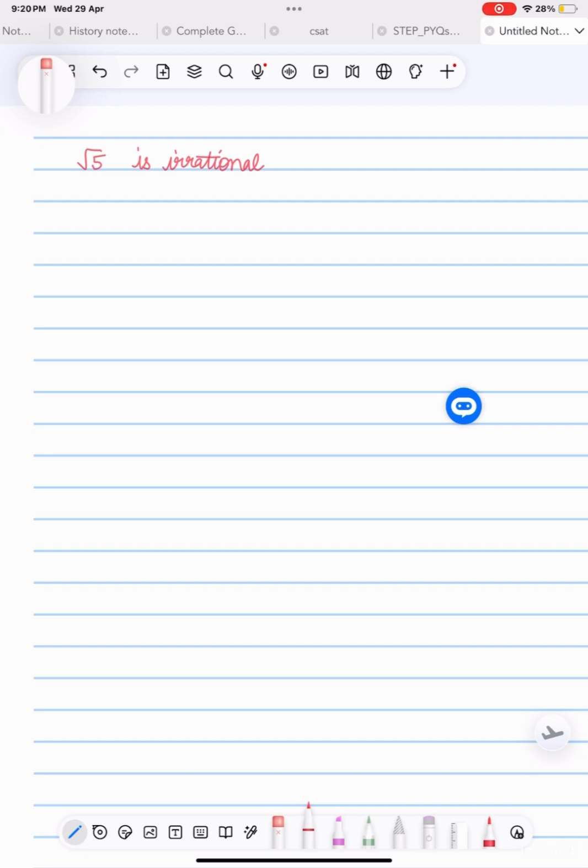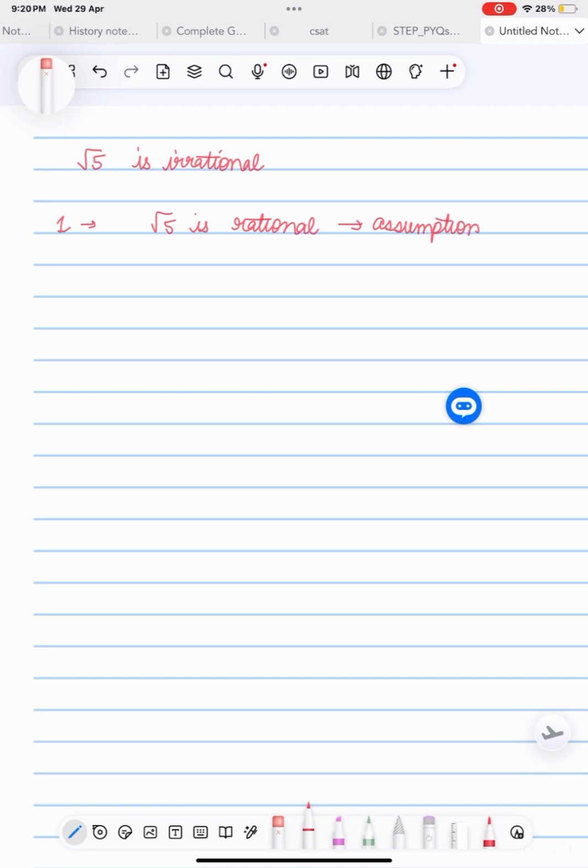For these kinds of questions, the steps are the same. They are fixed. You just have to remember the steps and understand why we are doing those steps. First step, what we do is we assume that root 5 is rational. This is our assumption.